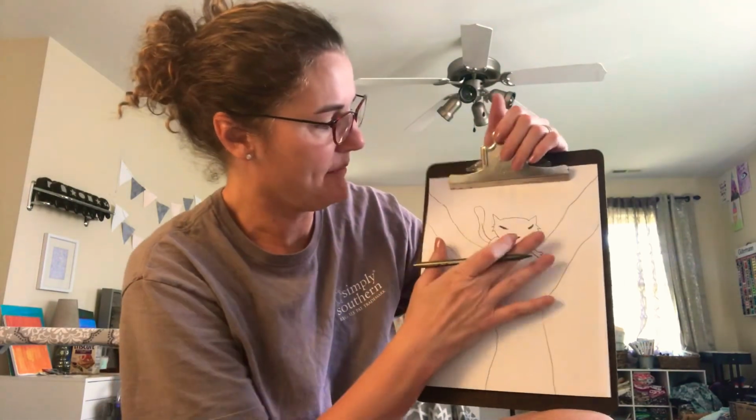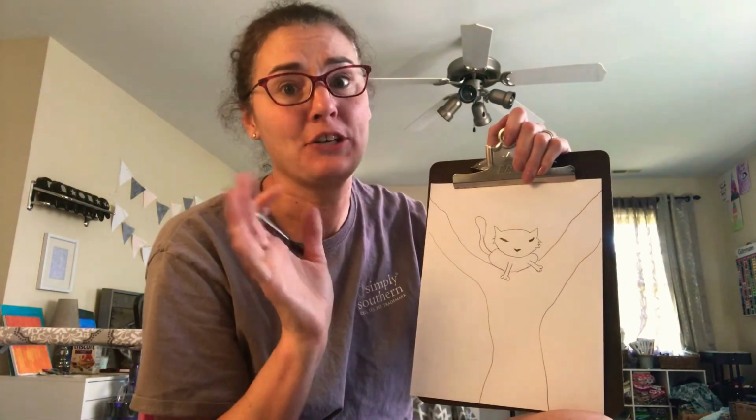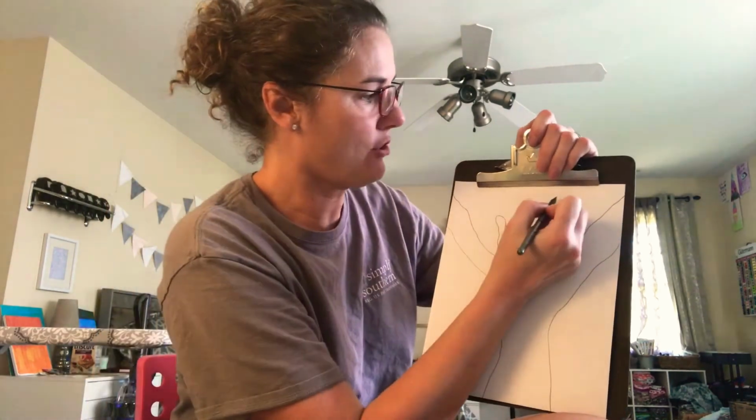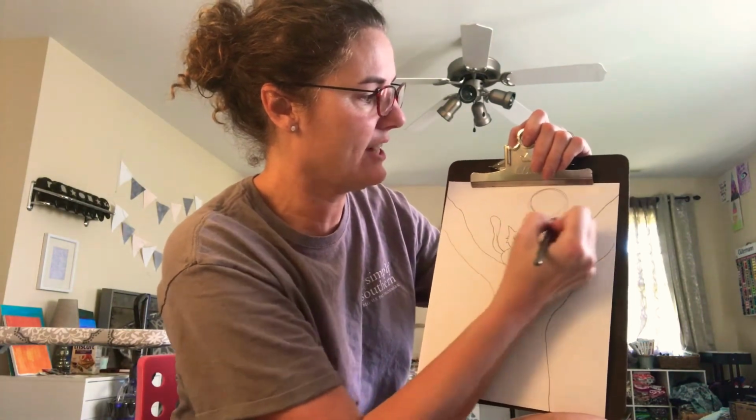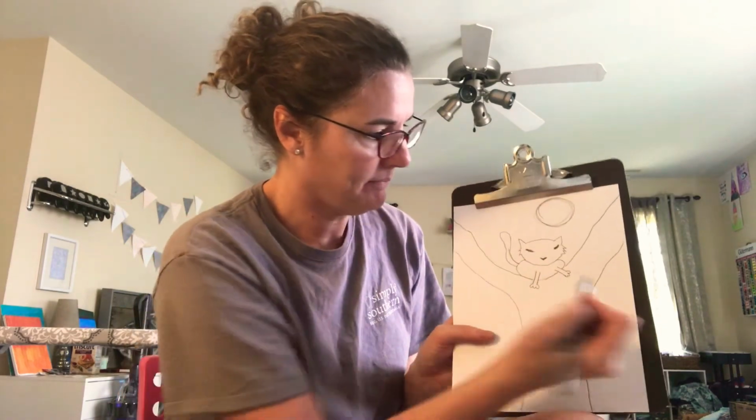All right. Now, what do you think needs to go above kitten? I'm imagining you're here. The moon! So let's draw a moon right back here. There's kitten's first big moon.